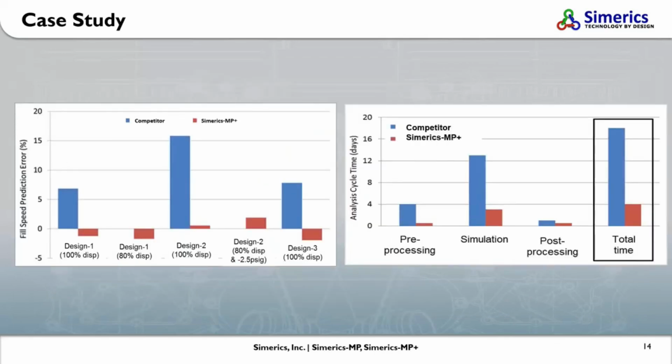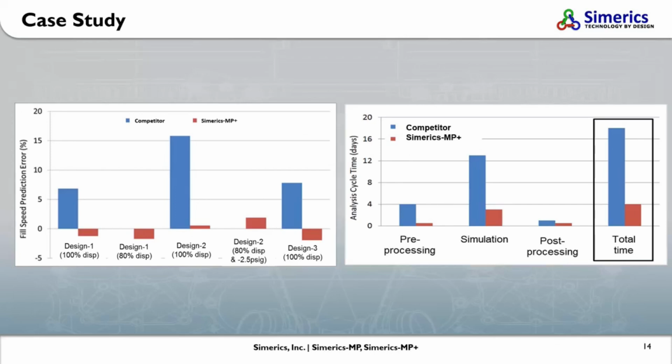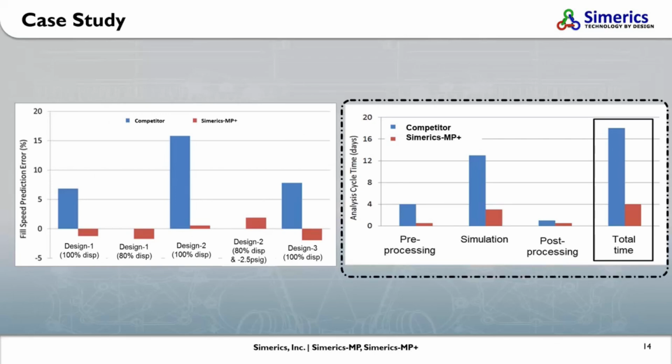Not only did Cimerix MP+ yield better results, it also outperformed the competition in every other metric. This comparison was performed by a customer who was looking for a more efficient and more accurate simulation tool to keep up with their design processes. Comparisons of simulation accuracy across 5 different cases were recorded on the left chart, while comparisons of simulation setup time, mesh time, run time, and post-processing time were recorded on the right. This level of dominance by Cimerix MP+ in competitive benchmarks is typical.